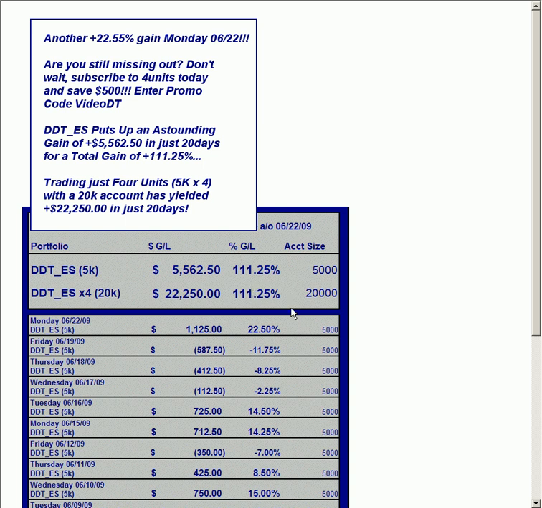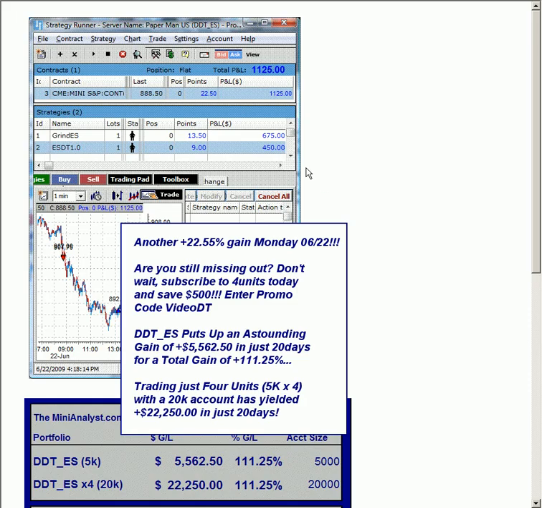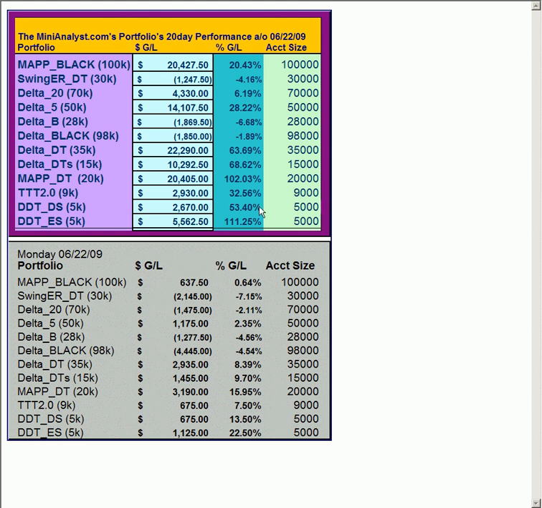Relative outperformance, and has actually, if we can switch over to, there it is right there, $1,125 gain for the dual day trader ES. And this was Monday. And if we can look over just the last 20 days, as of the 22nd of June, you can see that the dual day trader ES has actually outperformed the venerable and often leading MAPDT.